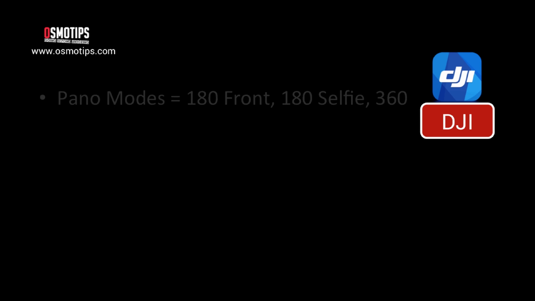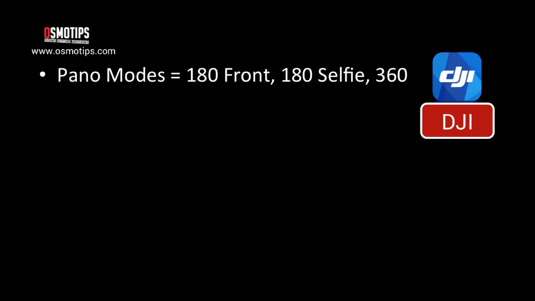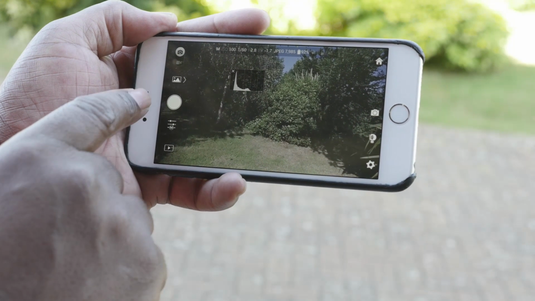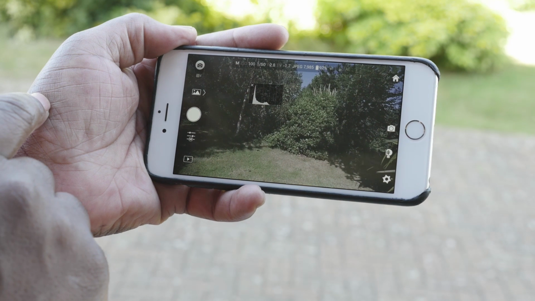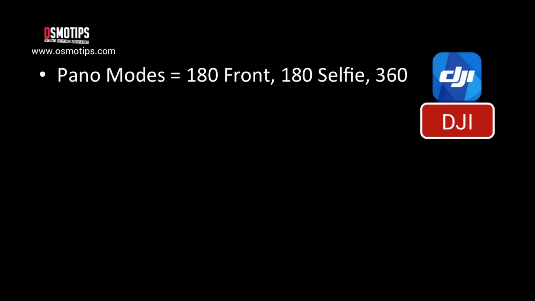So the DJI option is really as straightforward as it gets. So you want to make sure you're in the camera mode. And then within the camera mode, you select the pano mode.